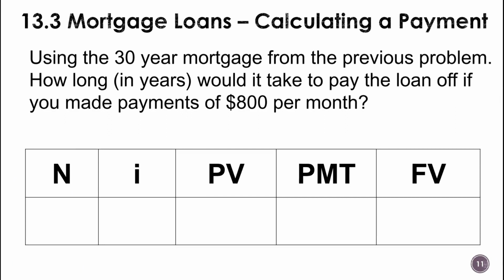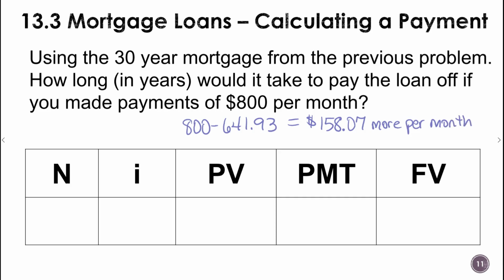And we're going to actually look at that here. Using the 30-year loan, remember the payment was $641.93, and so we're going to pay this much more on this mortgage, and then we're going to check and see how long it takes us to pay this loan off if we increase our payment by $158.07.